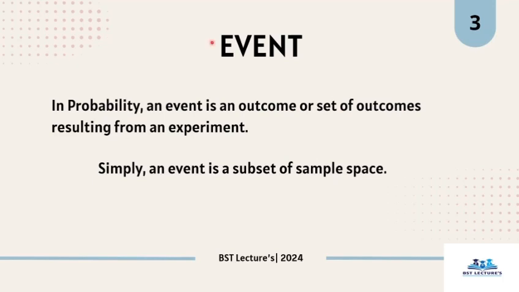Event is a common term which we use in probability. An event is an outcome or set of outcomes resulting from an experiment. It is also known as a subset of sample space. If you want to know what a sample space is, come to the next slide.